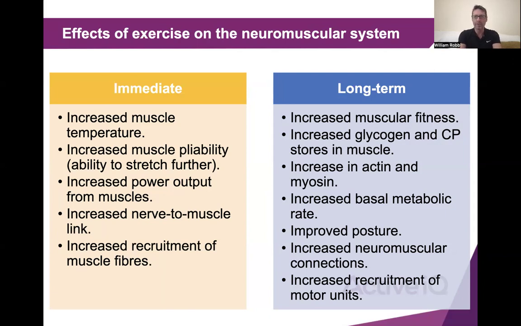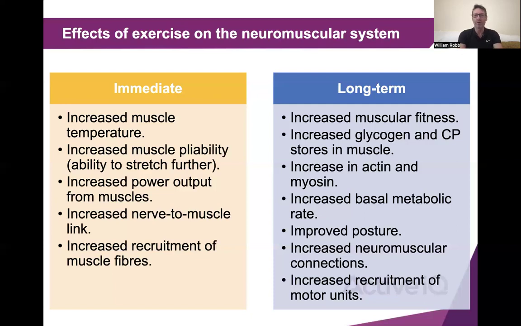Over a long-term period, you're going to get increased muscle fitness. You're going to get increased glycogen and CP, creatine phosphate, stores in the muscle. You're going to get increased actin and myosin. Remember, thin filament, actin, myosin, thick filament. You're going to get increased basal metabolic rate. Basal metabolic rate is the amount of calories that we need in order just to maintain normal basic functions.